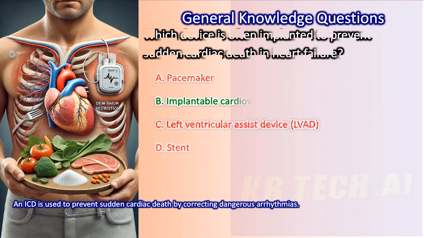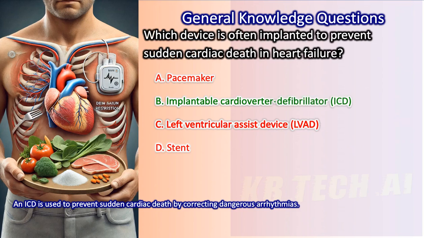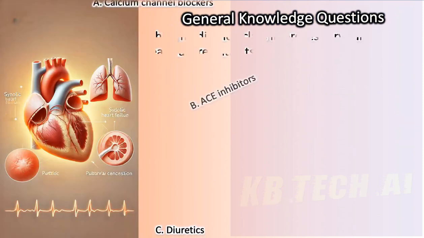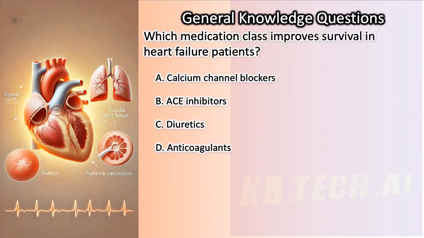The answer is option 2. Implantable cardioverter defibrillator, ICD. Which medication class improves survival in heart failure patients? Option 1. Calcium channel blockers. Option 2. ACE inhibitors. Option 3. Diuretics. Option 4. Anticoagulants.